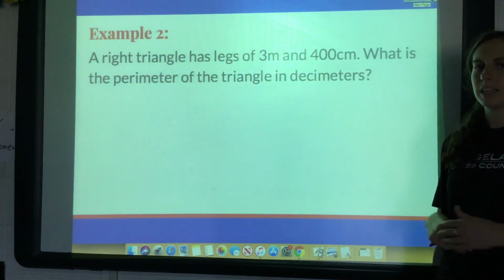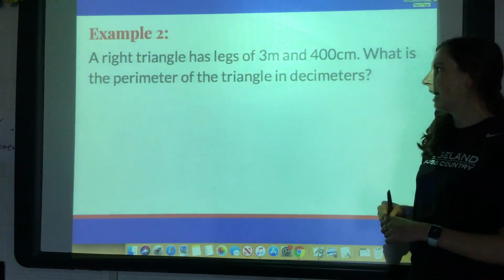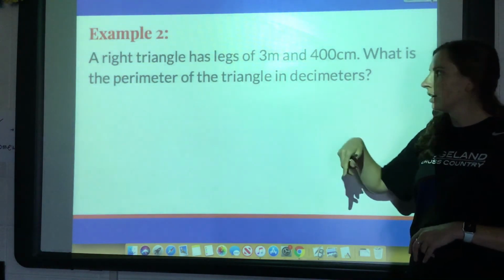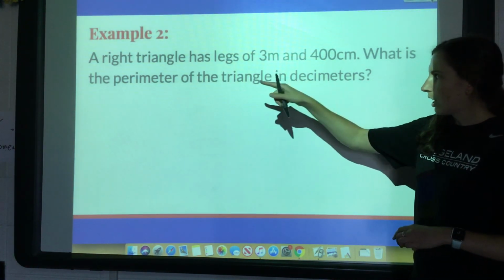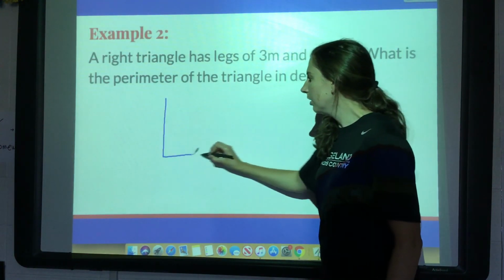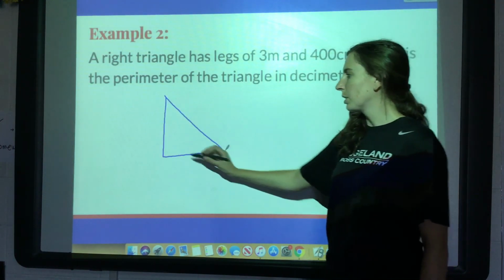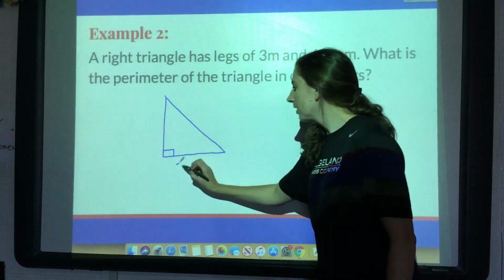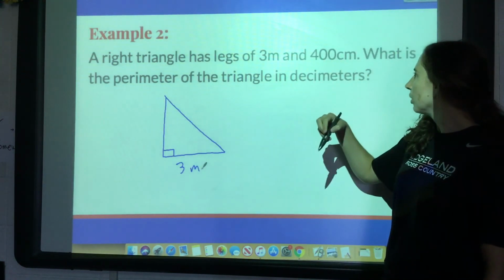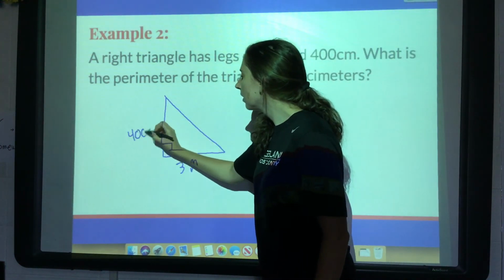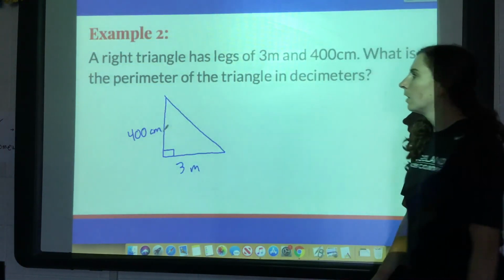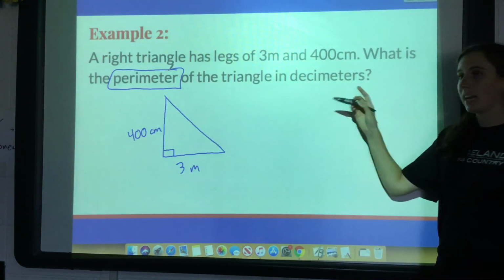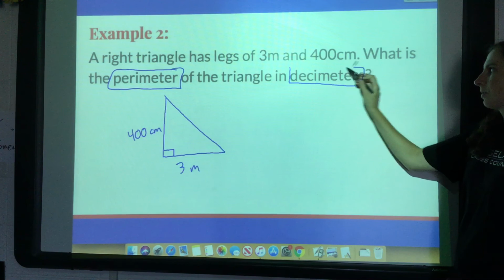Perimeter doesn't get as complicated, but since you're already in the habit, you may want to go ahead and just convert everything first to what you want, then find the perimeter. A right triangle, let's go ahead and draw our right triangle. Remember, that's a triangle with a right angle. The legs are 3 meters and 400 centimeters. What is the perimeter of the triangle? That's my goal, but I want it in decimeters.